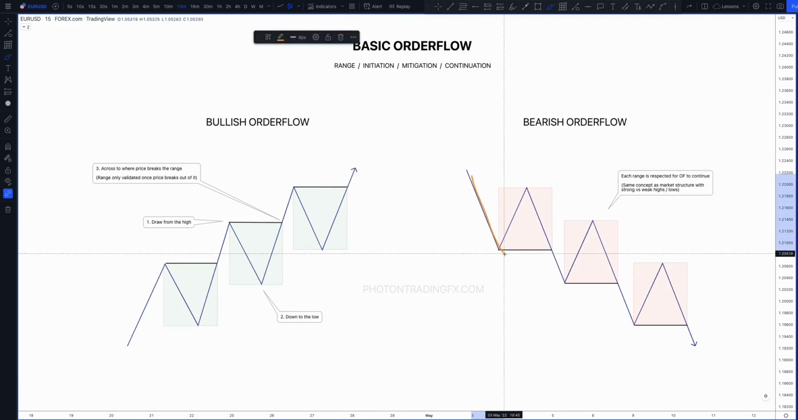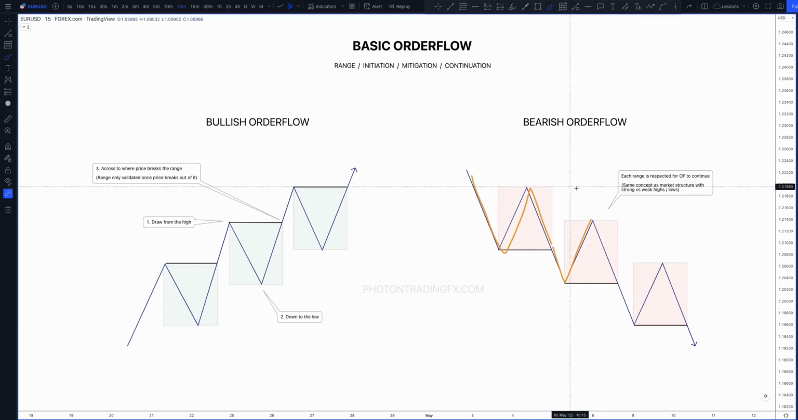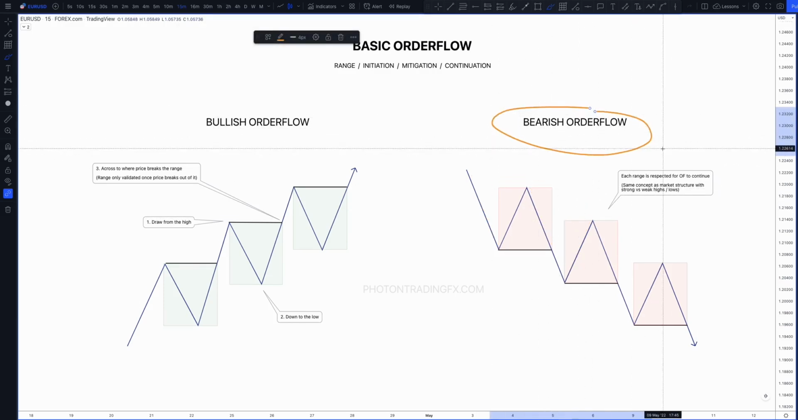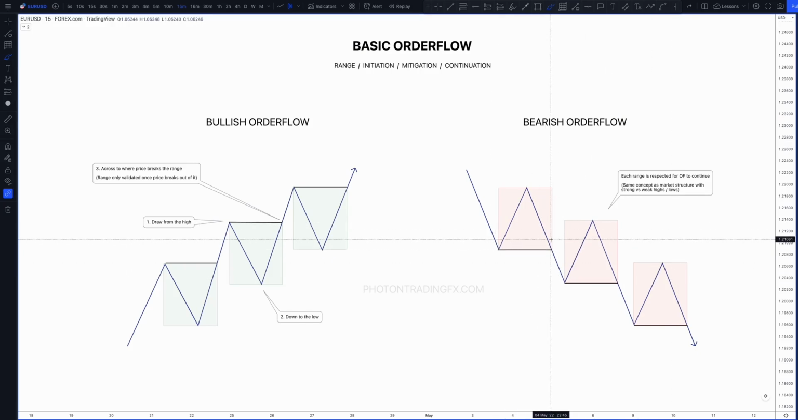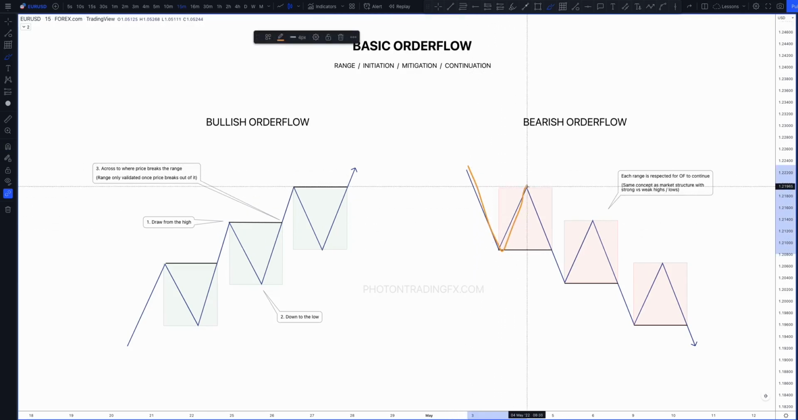Likewise here, price breaks structure to the downside, it breaks out of that range, price then pulls back to fill up more of that supply and then continues to the downside. So when you have continued and sustained order flow, if it's bearish order flow, then each range is respected. Can you see how this is exactly the same way we view market structure? It's the same concept, because what do we expect with market structure? If this high breaks the low, then that is a strong high, and we expect that price will pull back, but it will not breach that high.